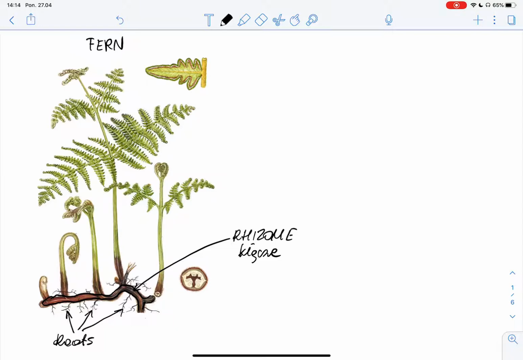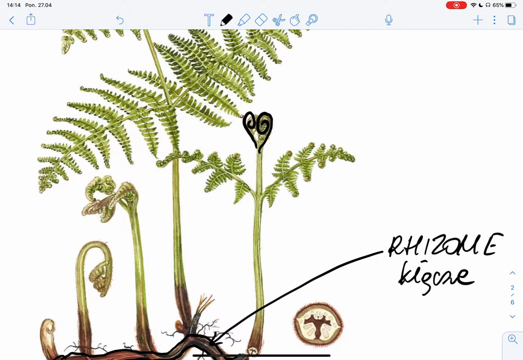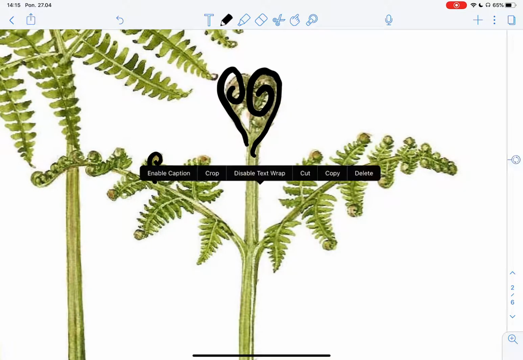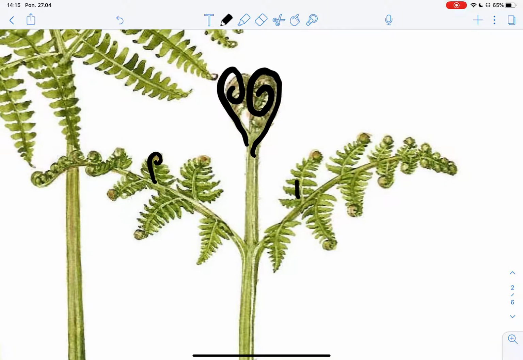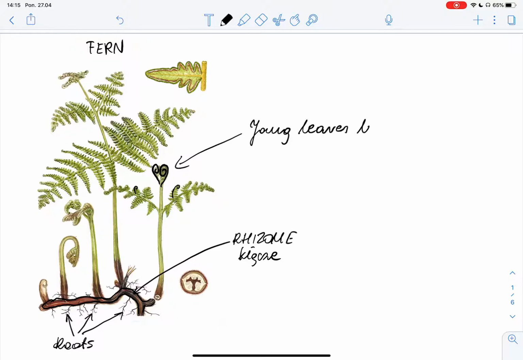What is characteristic is that young leaves, they look like snails' shells. Here we have also this. So basically they unwind just like a roll. So young leaves look like snail's shell.